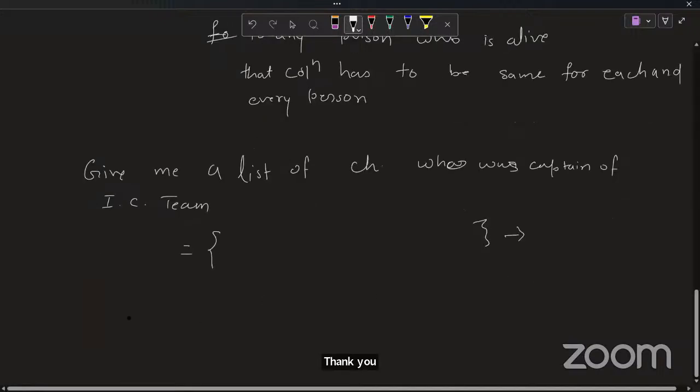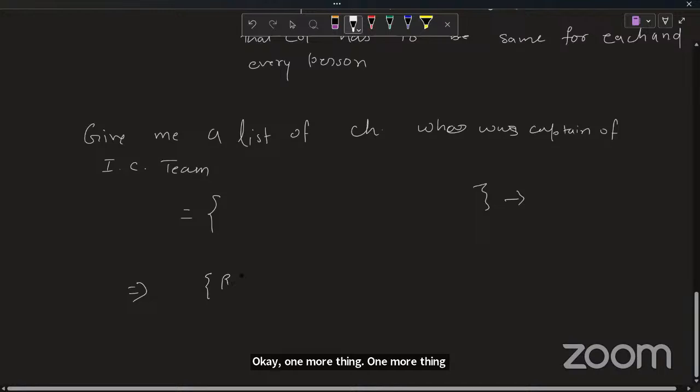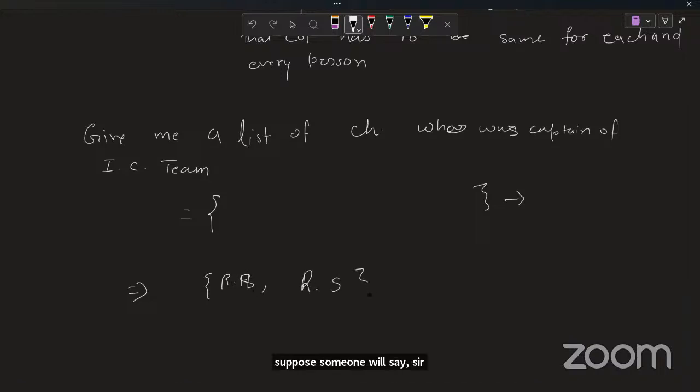One more thing. Suppose someone says, sir, Rohit Sharma is a captain, and as well as Rohit Sharma is captain. Here two same items are there, and I don't need this kind of thing. For representing one particular thing, I need only one item. So this kind of repetition should not be there. What I want is that the collection has to be the same for each and everyone, and whatever elements or members are inside that collection should not be repeated.